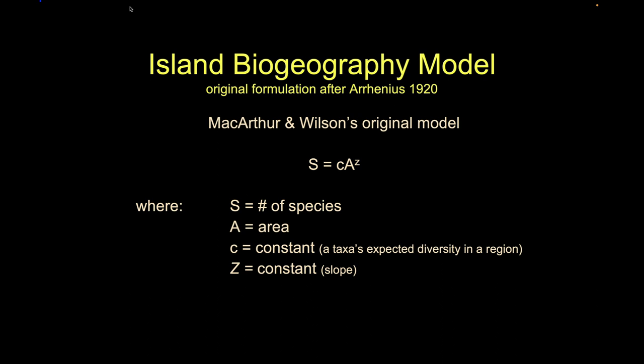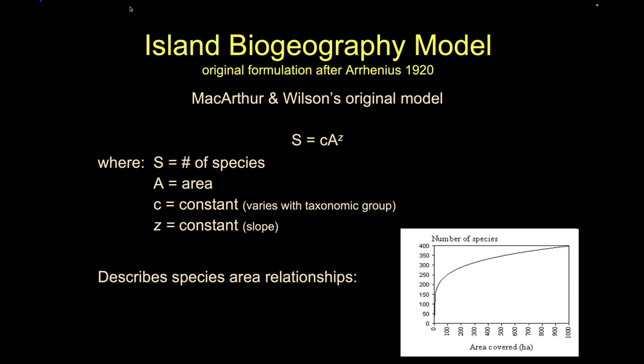And so in this model, S equals the number of species. A is the area. And C is a constant that's going to be related to the ecology of this critter, the diversity of that area. And then Z is just going to be a constant. And so Z is a key thing that we'll talk about. Okay, so here we go.